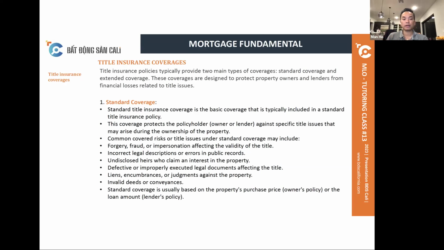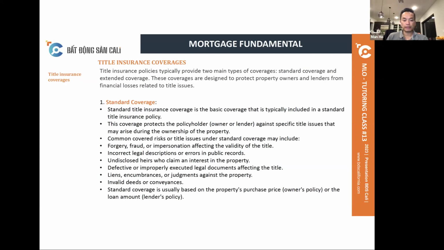Common covered risks or title issues under standard coverage may include forgery, fraud, or impersonation, right? If somebody commits fraud, okay, creates a fake document or pretends to be the owner of the property, for example, right? Anything affecting the validity of the title, right? Incorrect legal description or errors in the public records. Undisclosed heirs who claim an interest in the property, right? Like I mentioned earlier. Defective or improperly executed legal documents affecting the title. Either it's defective or there's a mistake that affects the title, right?